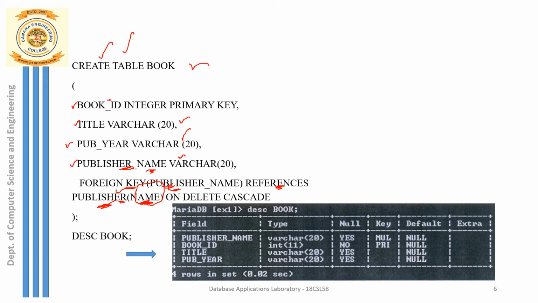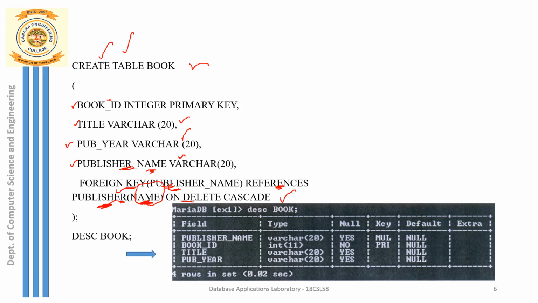So foreign key, publisher name, followed by references, followed by the base table or the main table publisher which I had already created, and then primary key name which is already defined within the table publisher. So don't change the table name as well as this attribute name which is already created in the previous step. Followed by on delete cascade. I hope you all know about this on delete cascade. You can refer to the basic video wherein all the basic SQL commands are discussed. So here on delete cascade is the one.